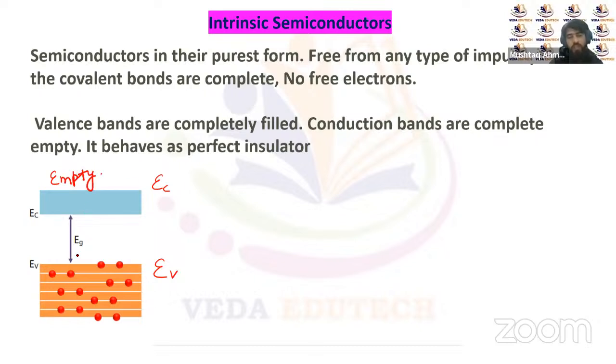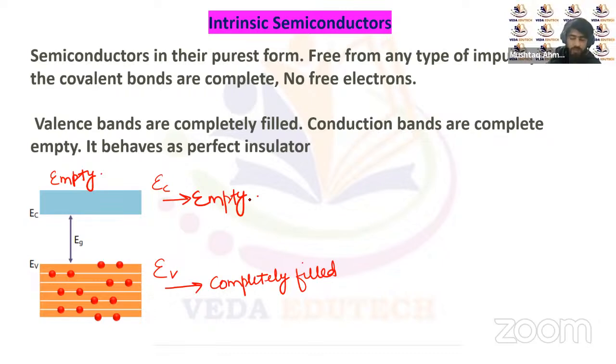The conduction band of intrinsic semiconductors is empty, and the valence band is completely filled, while the conduction band is empty, and at absolute zero they behave like a perfect insulator.